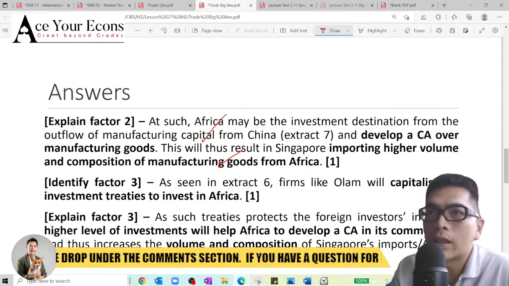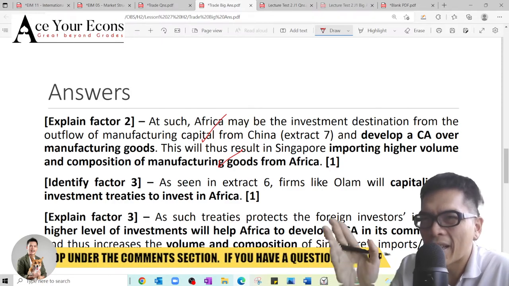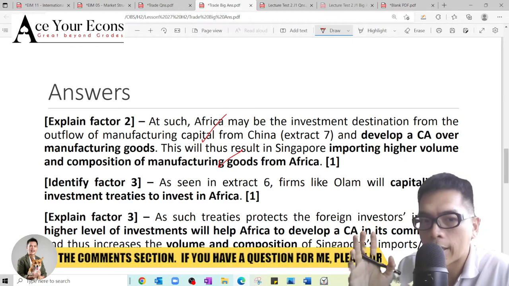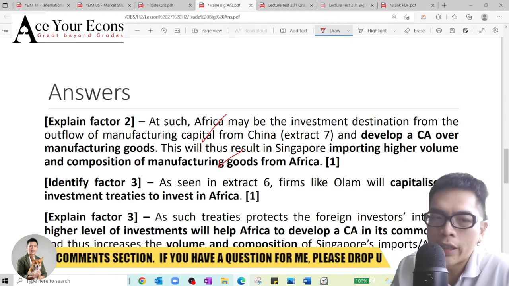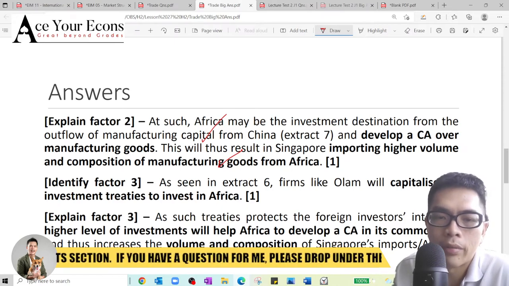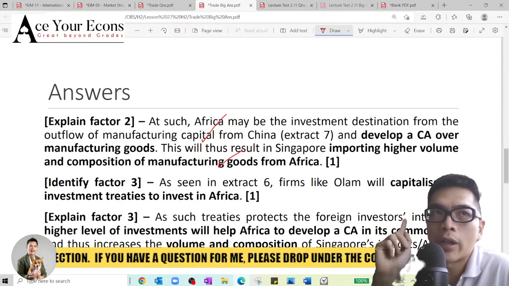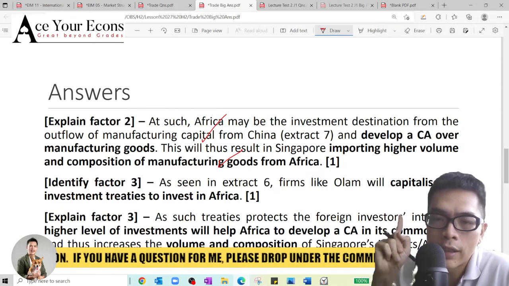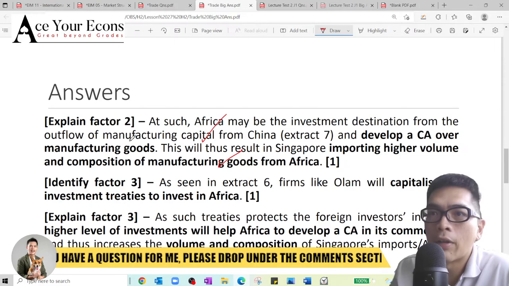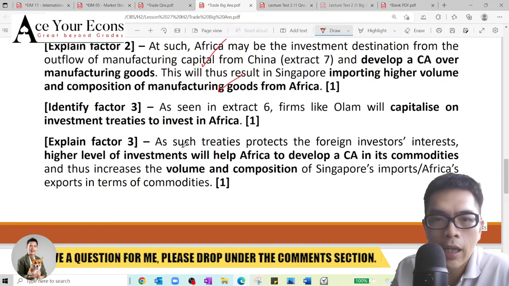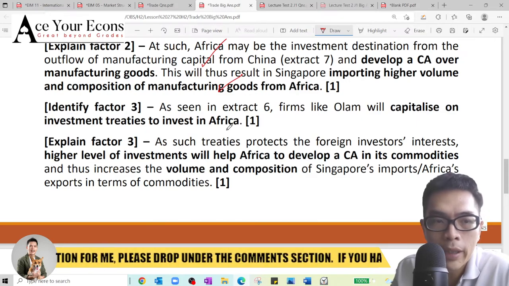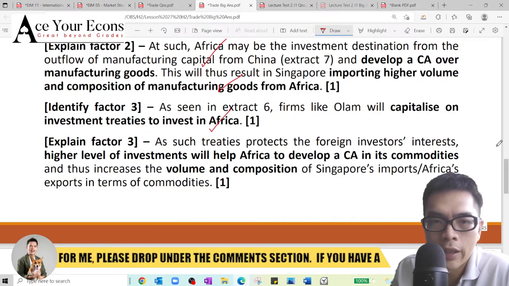It normally, as somebody just brought up, is related to barriers to trade. Normally, they are the same. Investment treaties normally include lowering of your trade barriers. But if you read the extract in totality, it does not suggest lowering of trade barriers. In fact, what does it suggest? It suggests that firms like Olam should capitalize on investment treaties to invest in Africa.